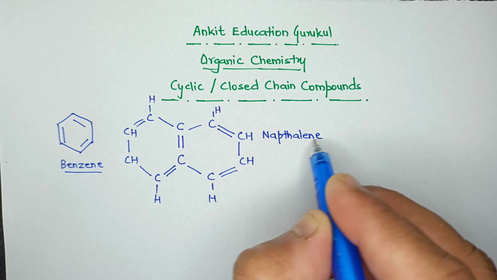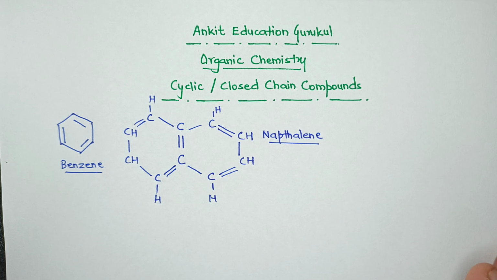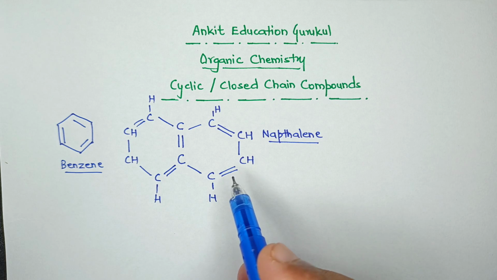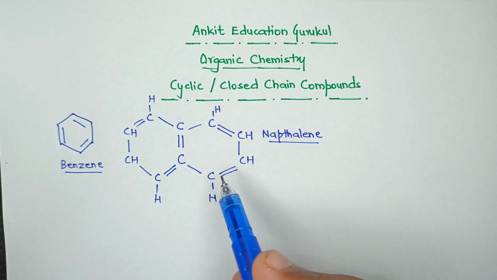So these are the compounds. If you notice, in both these compounds, the carbon atoms when they are attached are forming a ring-like structure. These kinds of compounds are known as closed chain compounds.